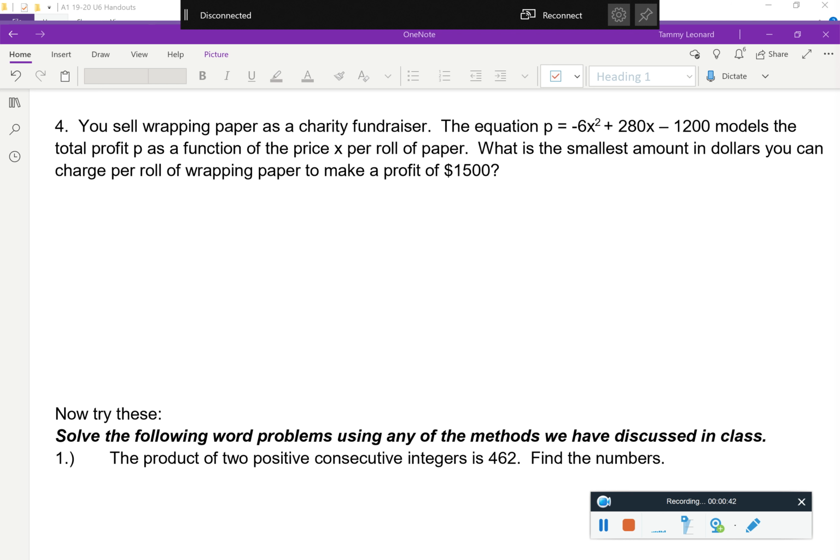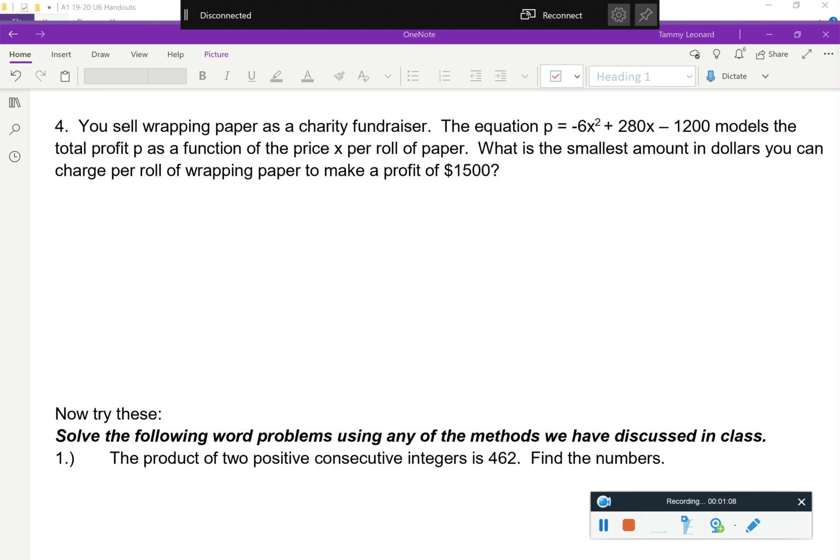Because that math teacher volunteering in your club wanted to keep the data, they want to make sure you make as much money as you can. And so they did a regression and they came up with this formula. What is the smallest amount in dollars you can charge per roll of wrapping paper to make a profit of $1,500? So maybe your charity has a target. They're trying to earn $1,500 for some specific purpose, so you're trying to make sure that's how much money you earn with your fundraiser.